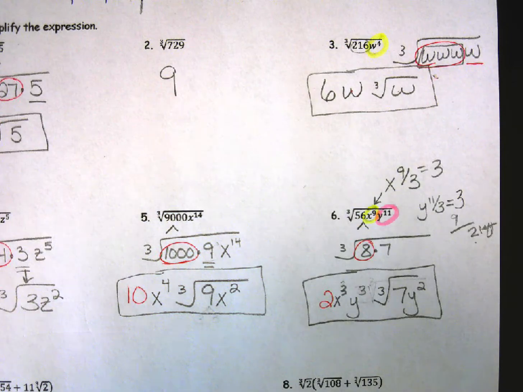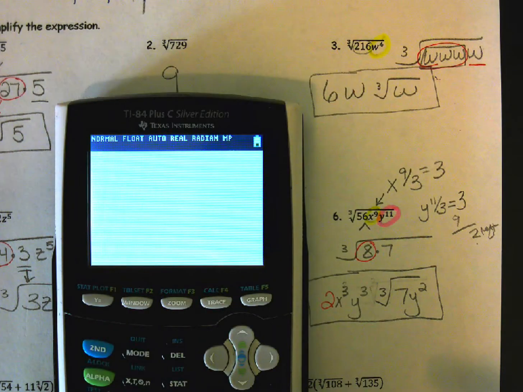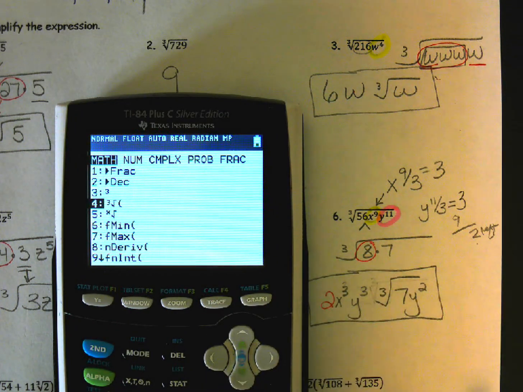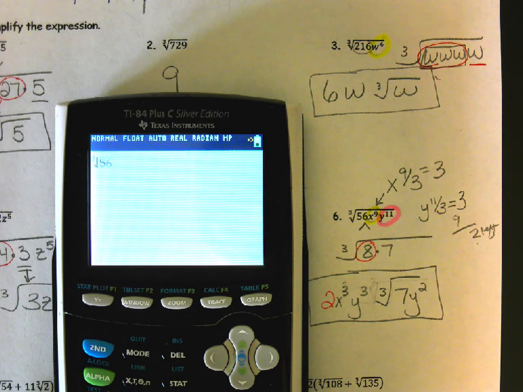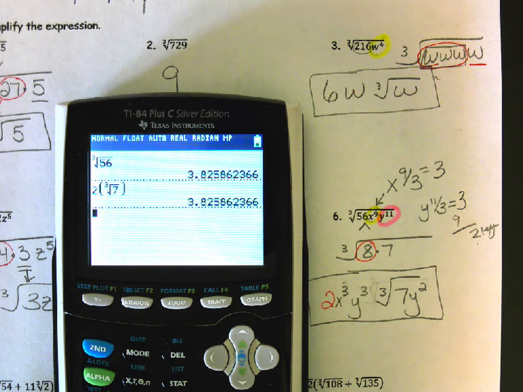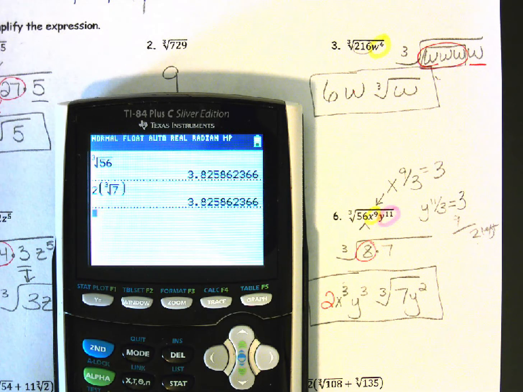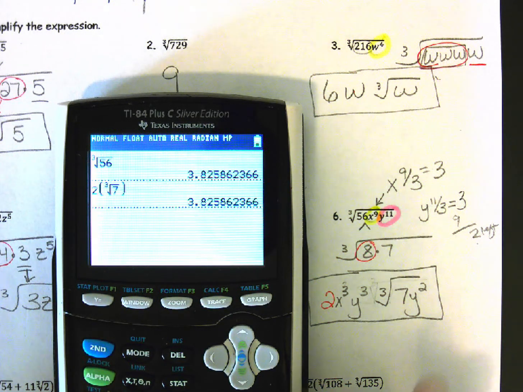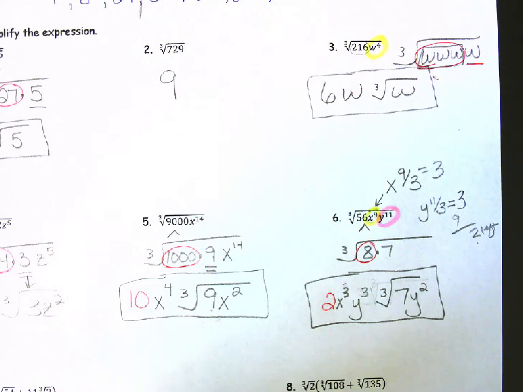Again, you can check the number, so I can check the cube root of 56. I know my numbers are right, but there's no way for me to check my variables. So that one you almost have to wait and get some feedback from the teacher. So that is just simplifying.